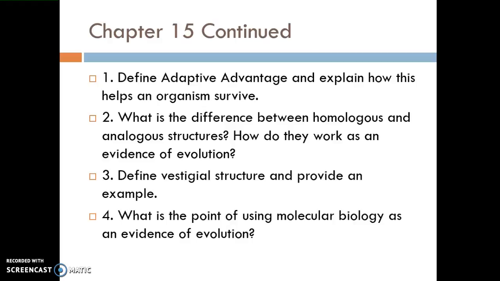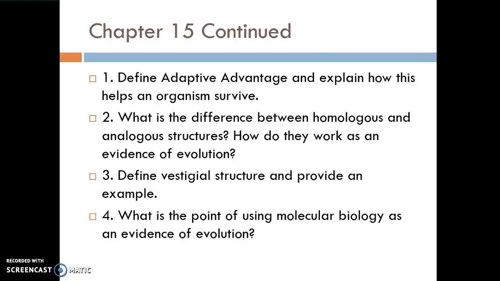Okay, number 3, what is a vestigial structure? So a vestigial structure is a part that has little or no function in the current organism, but it had a function in a previous past ancestor. So an example could be the tailbone of a human.